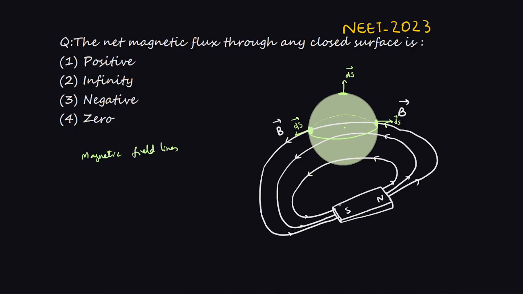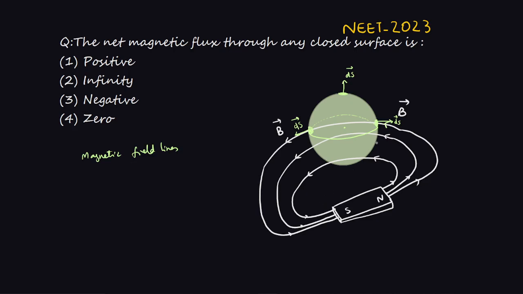So whenever a magnet is placed inside a surface or near a surface, the field lines will always enter the surface from one side and leave it from the other side. The reason being they are forming closed paths.